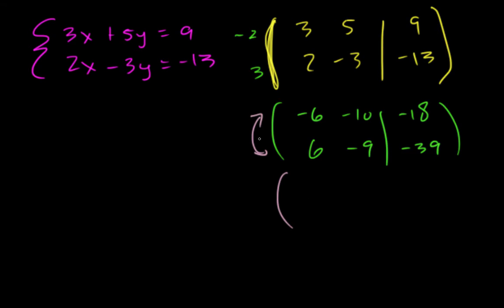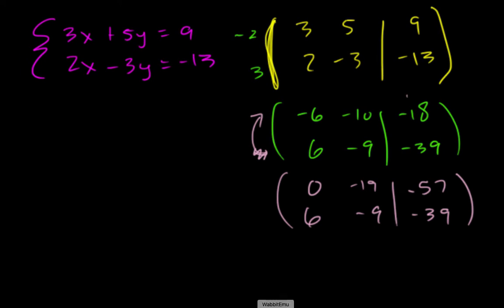No, actually, let's go this way: bottom to the top. So that means I keep the bottom row the same. The top one becomes 0, -19, and what is this? 7, carry 1, 3, 4, 5, -57. Now, I think 57 is divisible by 19, but let me just double check that.